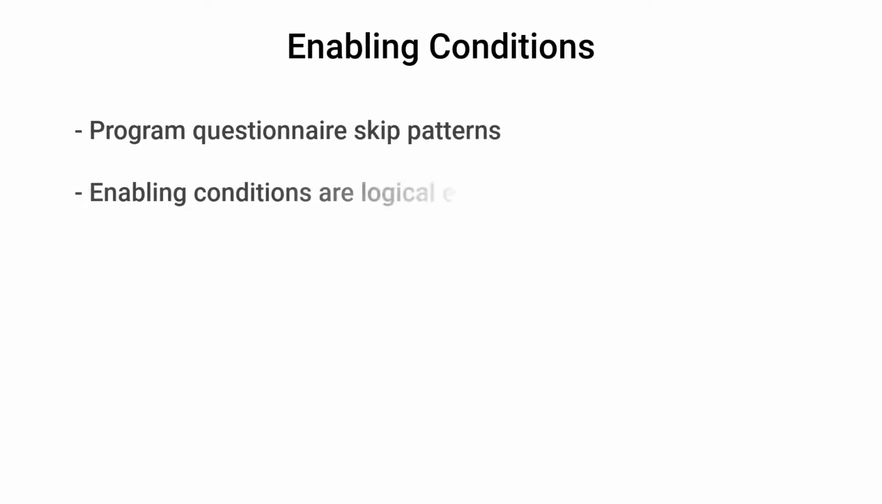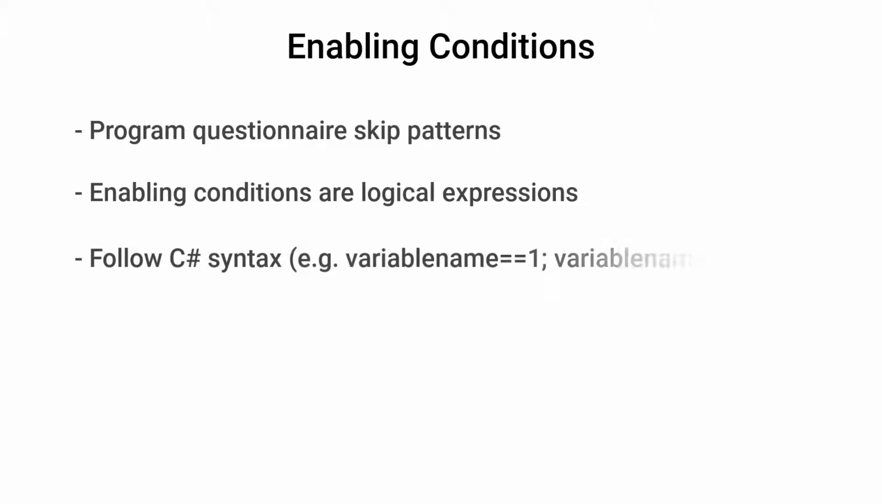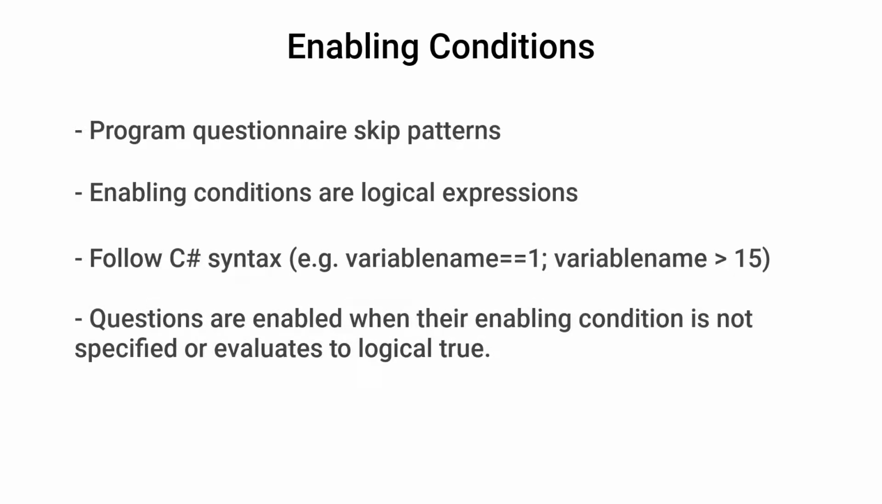We will now illustrate how enabling conditions can be used in Survey Solutions. Questionnaires' skip patterns can be programmed into Survey Solutions by adding enabling conditions to questions. Enabling conditions are logical expressions that refer to one or more other questions. Expressions follow the syntax of the C# programming language. Questions are enabled when their enabling condition is not specified or evaluates to logical true.